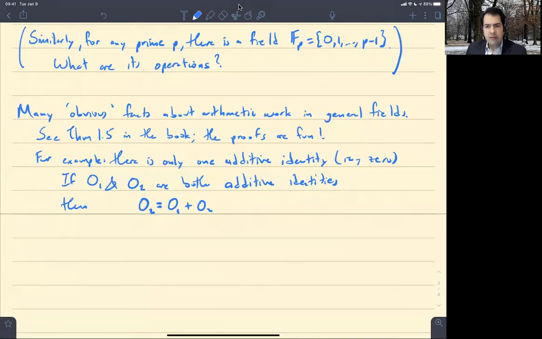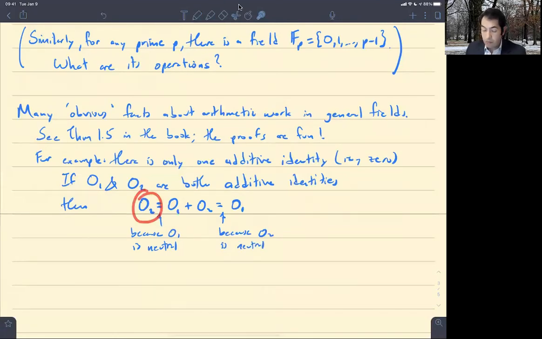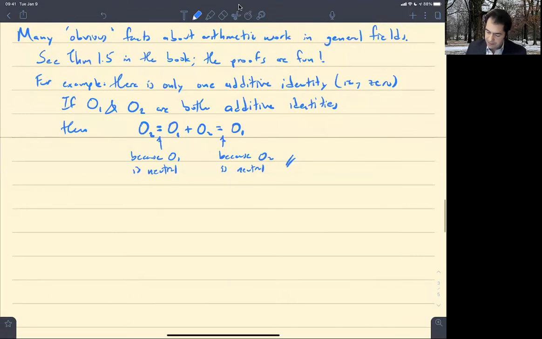But also, if I add 0_2, nothing happens. So adding 0_2 to 0_1 just leaves me 0_1. This is because 0_1 is a neutral element. And this one is because 0_2 is a neutral element. But we're done, because we now have 0_2 is equal to 0_1. So it turns out there was only one 0 all along. Let's do another one. So another example.